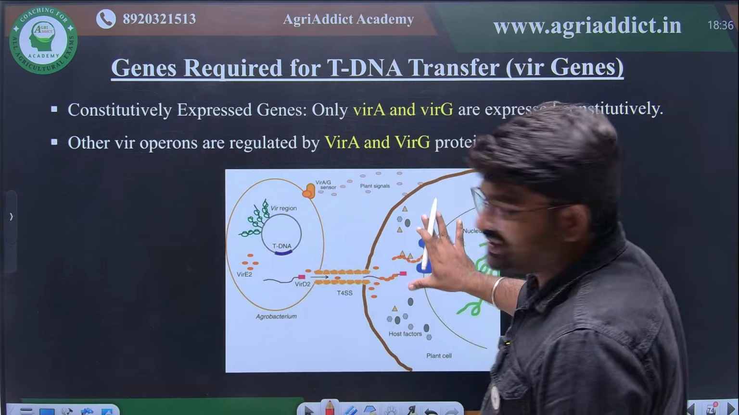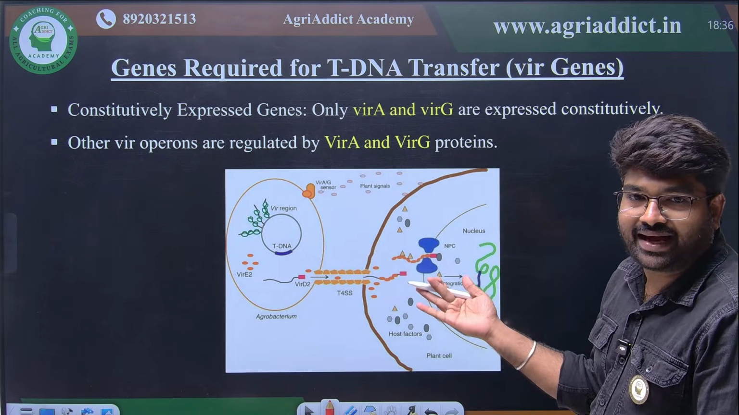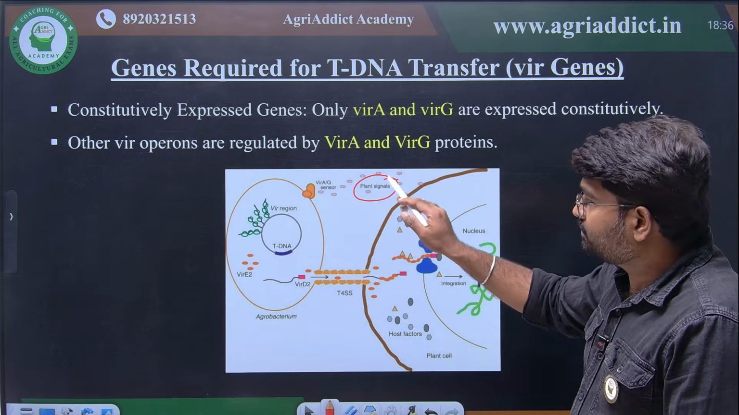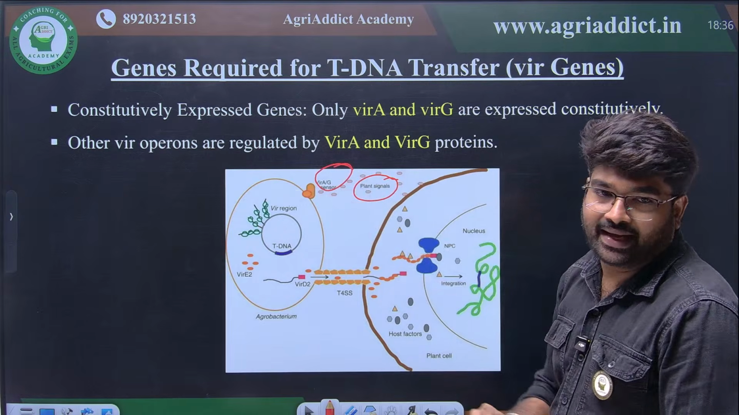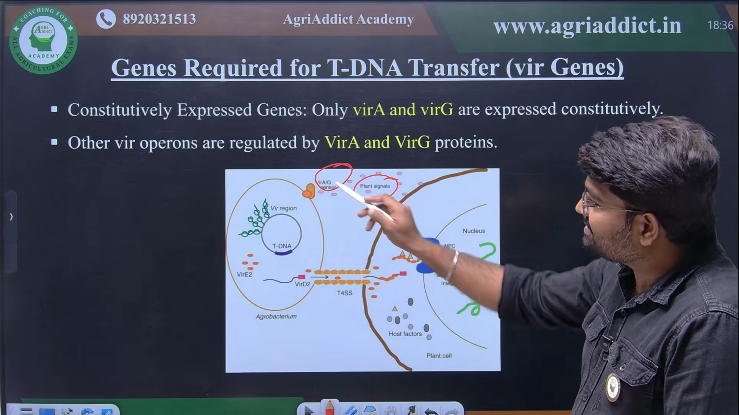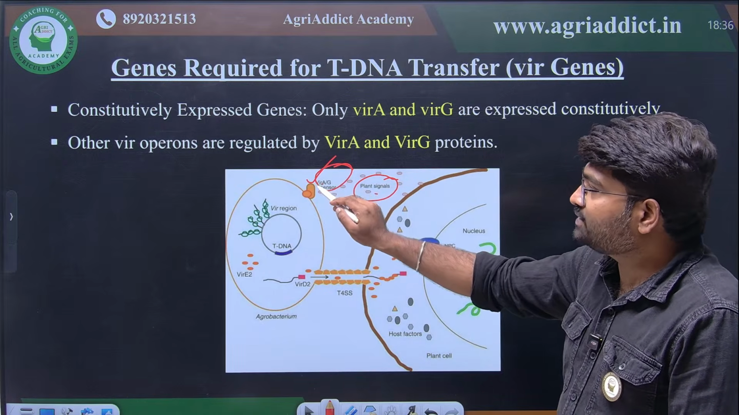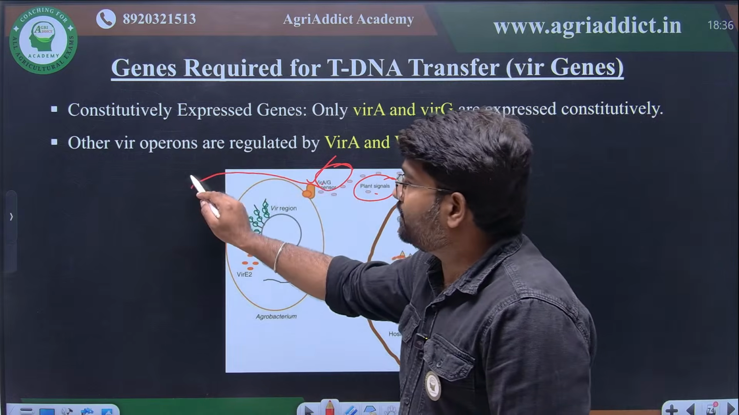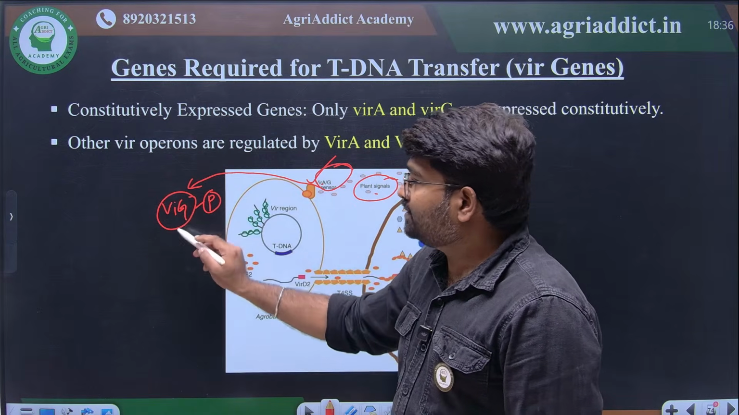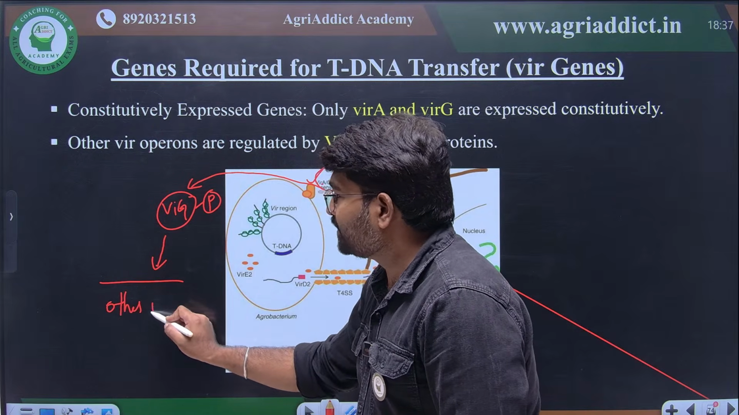If a plant is there, it will release phenolic compounds, particularly acetosyringone, which can act as a signaling molecule. If the signaling molecule is there, it will be perceived by Vir A. So Vir A is the phenolic sensor. If Vir A senses the plant phenolics, it will become active, then it will phosphorylate Vir G. Vir G will be phosphorylated. This will go and activate other Vir genes. Clear?